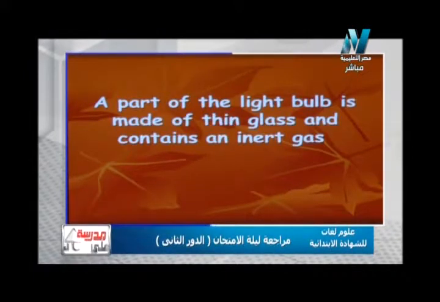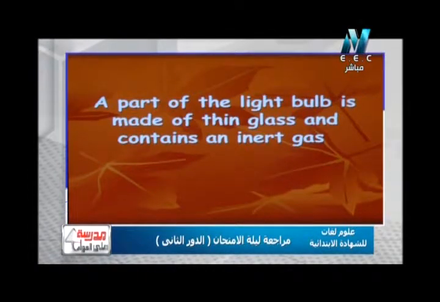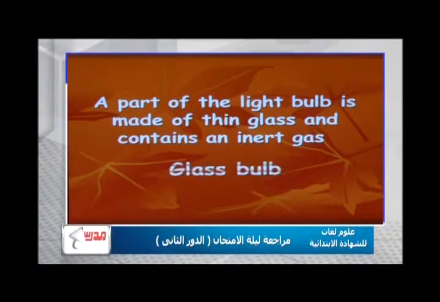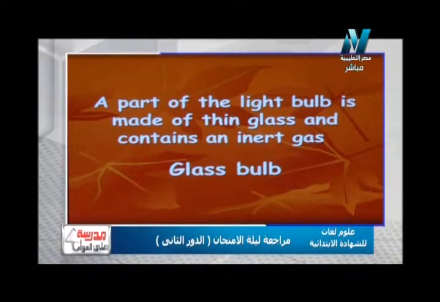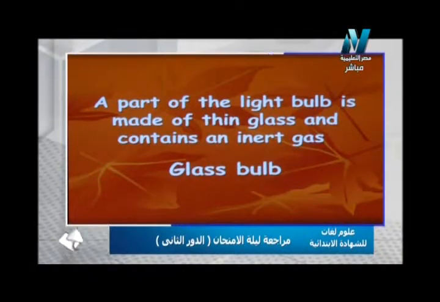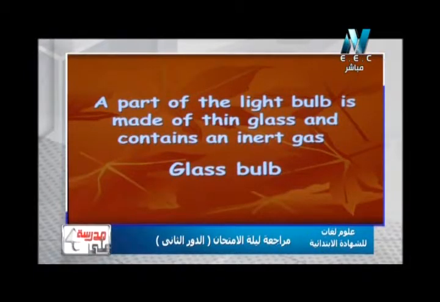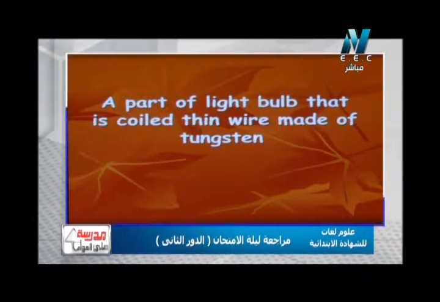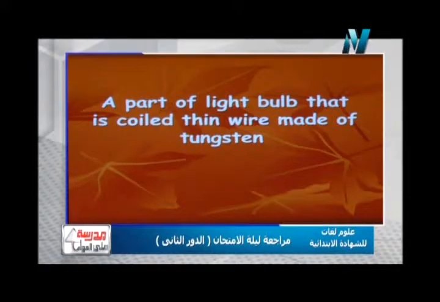A part of the light bulb is made of thin glass and contains an inert gas. Surely it will be the glass bulb. The glass bulb is the part of the light bulb made of thin glass that contains an inert gas. Okay? A part of the light bulb that is a coiled thin wire.